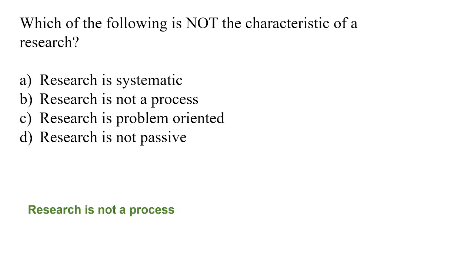Obviously research is problem oriented. You have a broad objective in your mind, and then as you go on with your experiments, you gradually narrow it down with the data you get. You analyze those data and then you narrow down the objectives, but still it's problem oriented. You do not start randomly. So it's obviously problem oriented, and research is not passive. So research is not a process will be the correct answer.